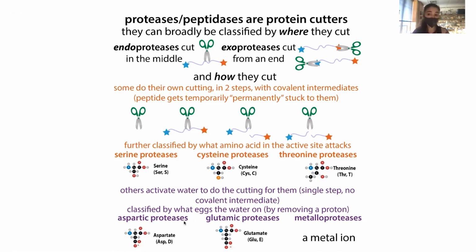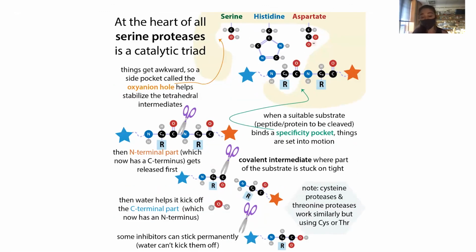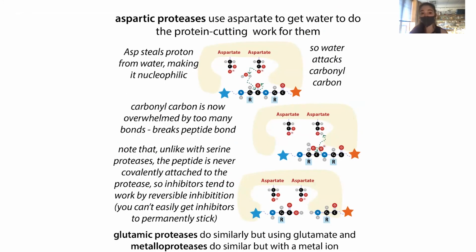Others are going to activate water to do the cutting for them. So you have a single step without a covalent intermediate, so without the peptide getting partly stuck on. And it's classified by what gets the water to react by deprotonating the water. This could be an aspartate or a glutamate or a metal ion. So cysteine and threonine proteases are going to work similarly to the serine proteases. In the case of a cysteine protease, you actually don't need the aspartate because cysteine is more acidic, so it's easier. The histidine itself can do it. And with aspartate proteases, they're going to get water to do the cutting for them without having the peptide actually stuck in the process.